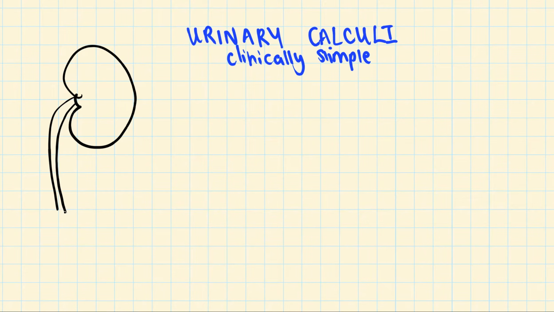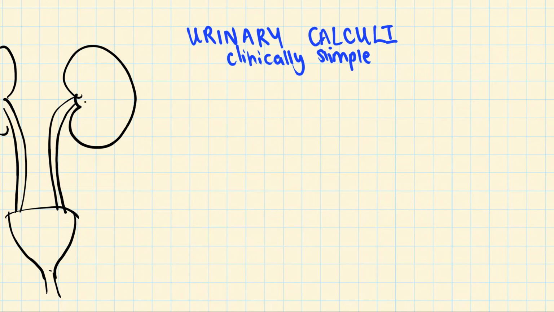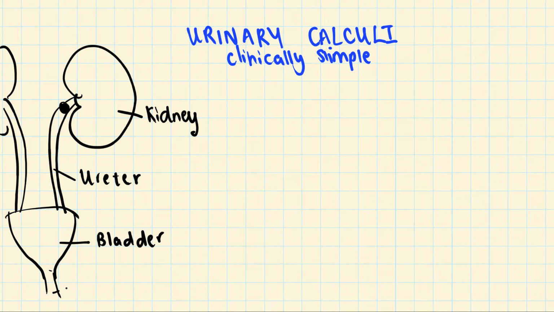So when it comes to urinary calculi, the urinary stones, they're caused by an excess accumulation of substances, and they can get stuck in the kidney, the ureter, or even the bladder. And in this case, the stone is stuck in the ureter, okay? Just to give you a quick review of your anatomy, you have the kidneys, then the ureter, then the bladder, and then the urethra.